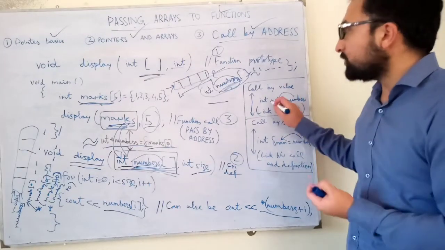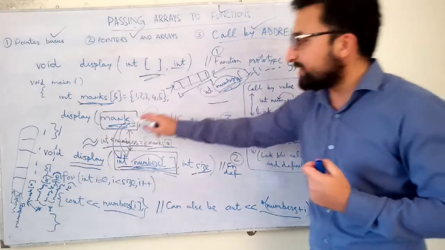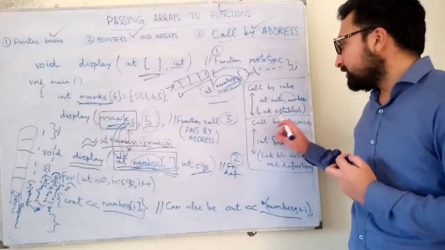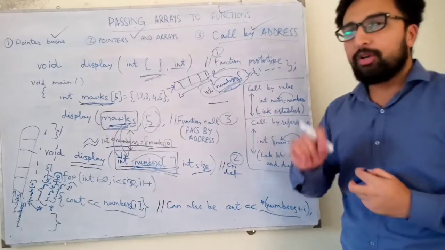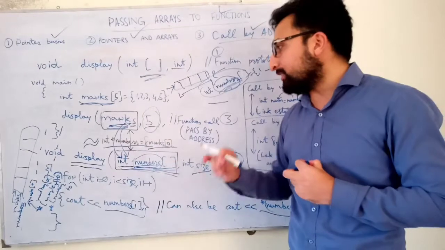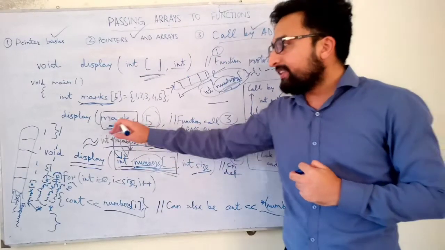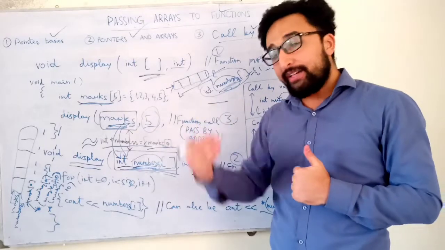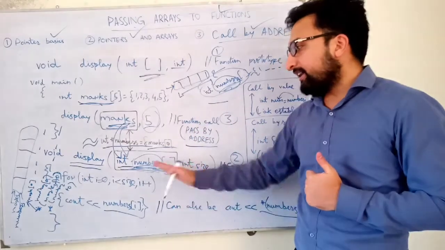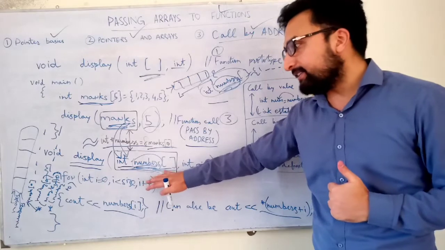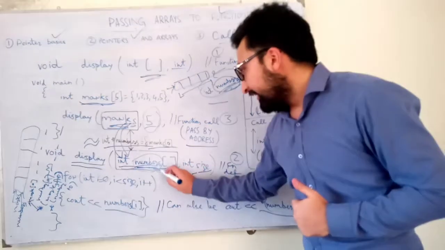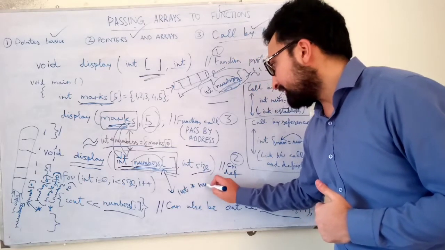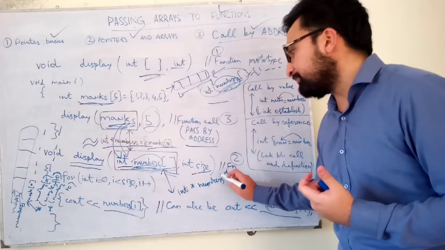Here the value was being passed, here the address is being passed. This was passed by value because the value was passed, this was passed by reference because a reference variable was used, and this is passed by address because the address is being passed, and the address is passed in the pointer variable. And when we define an array just like this, we can also write int star numbers, it would have also been the same thing.